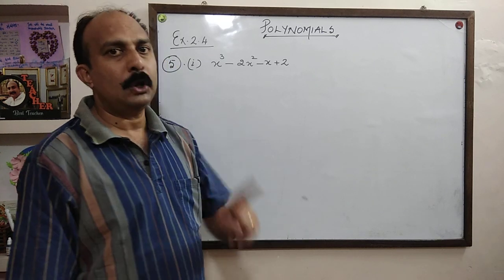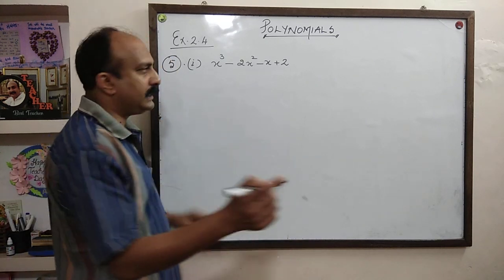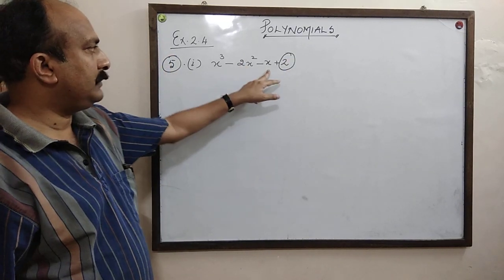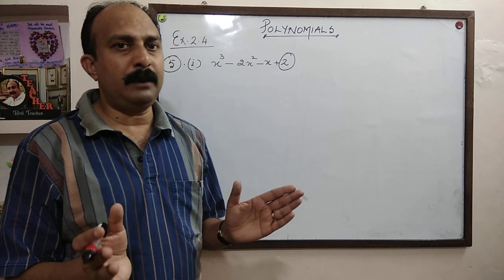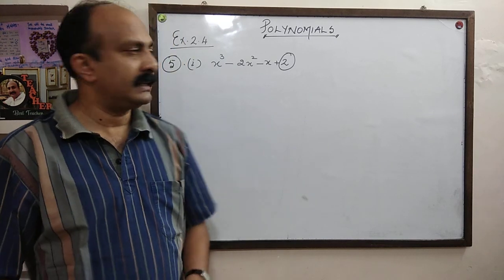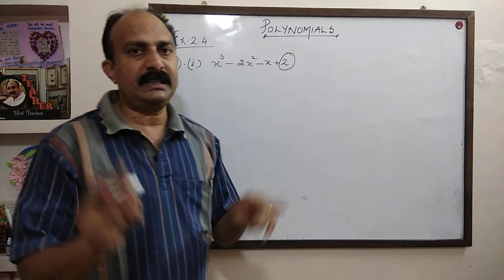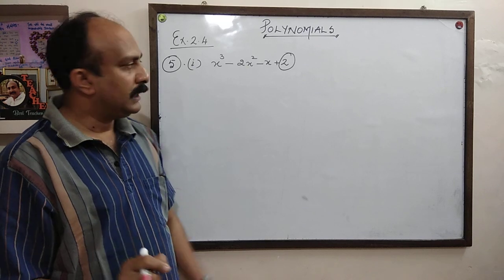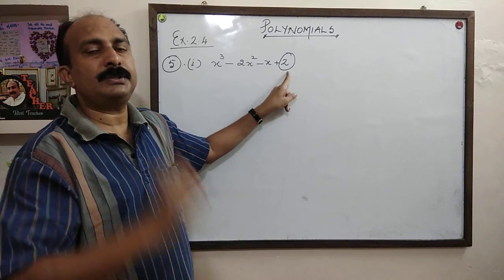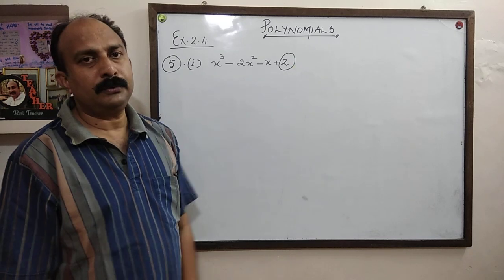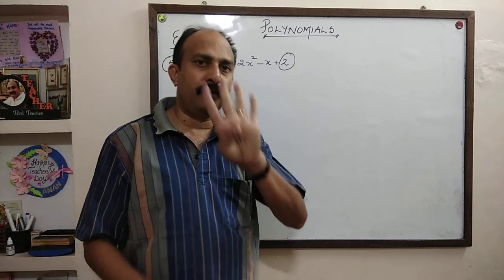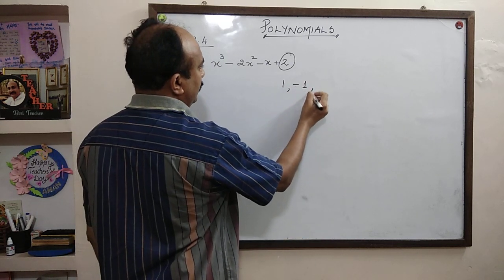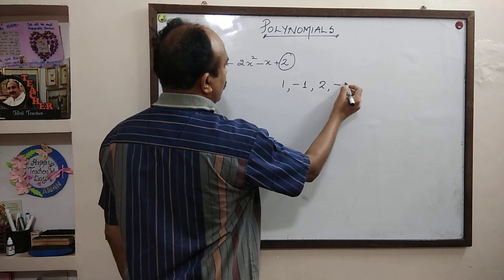That number will always be a factor of the last term. First term, second term, third term will have variable x cube, x square, x, and the last term will always be a constant. The zero of this polynomial will be a factor of that constant. Which are the factors of 2? Factors of 2 are 4. Which are they? Plus 1, minus 1, plus 2, minus 2.